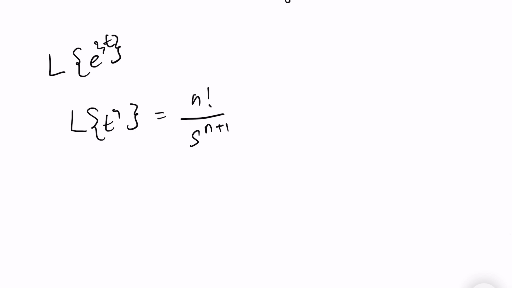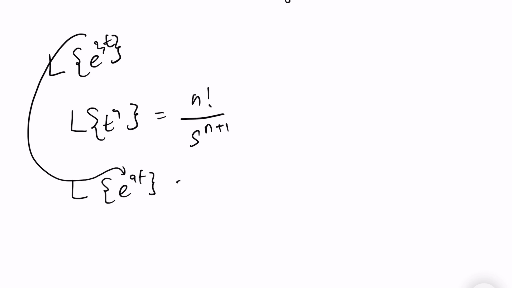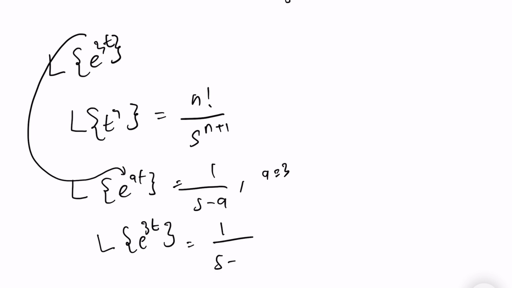the Laplace transform of e to the power of negative at, where you can see that a is actually 3, is equal to 1 over s minus a. So the Laplace transform of e to the power of 3t is equal to 1 over s minus 3.